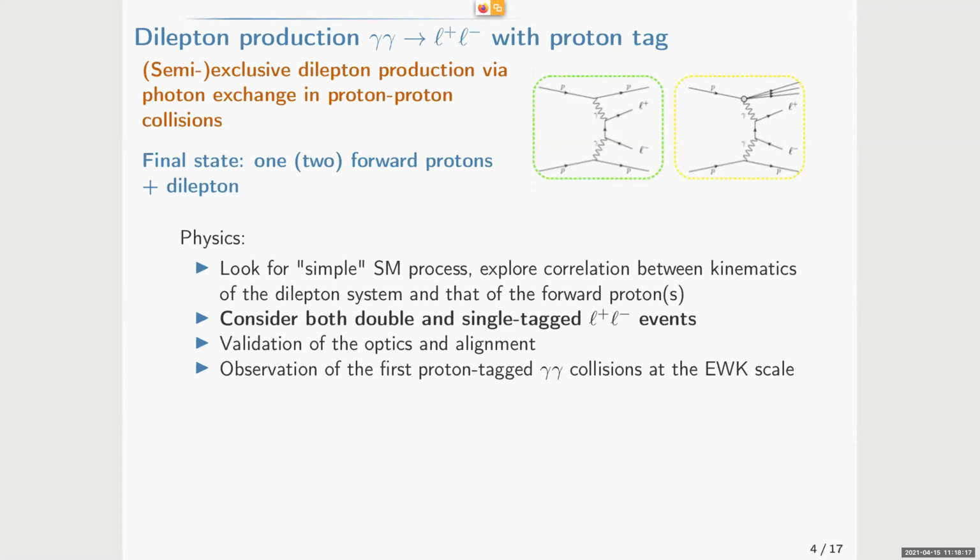The idea here from the physics point of view is to look for a simple standard model process and explore the correlation between the kinematics of the dielectron measured by the central part of CMS and that of the forward protons. We of course consider both double and single tagged dielectron events in order to get more statistics. If everything goes as expected and calibration works well, we will obtain a validation of optics and alignment, which are essential parts of our calibration. And as a very nice bonus on top of this, we will get an observation of the first proton tagged gamma-gamma collisions at the electroweak scale.